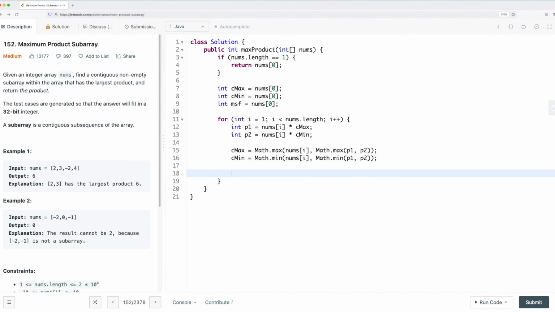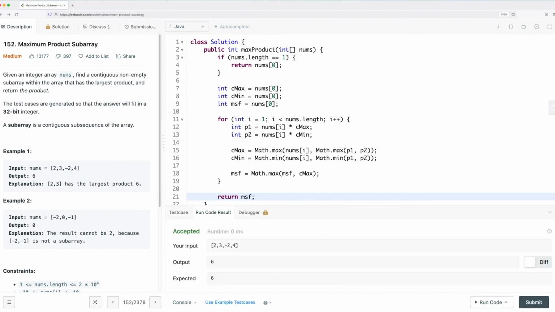And because we want to keep track of the largest product so far, we will update the max so far to be the greater value between max so far itself and the max product subarray at this index. And we'll exit the loop and we will return the max so far variable value. Let's give this a run.